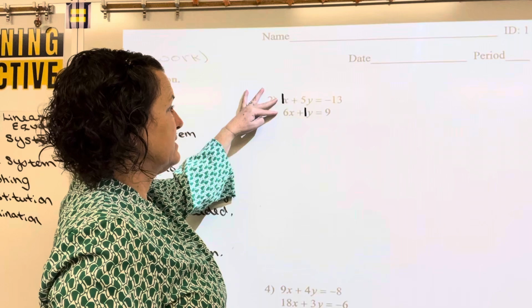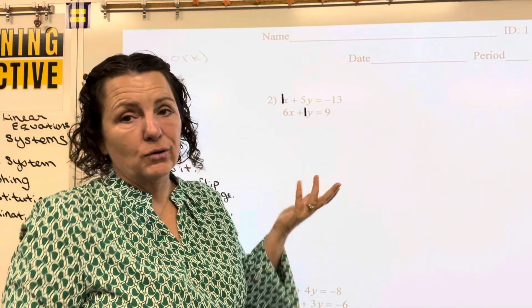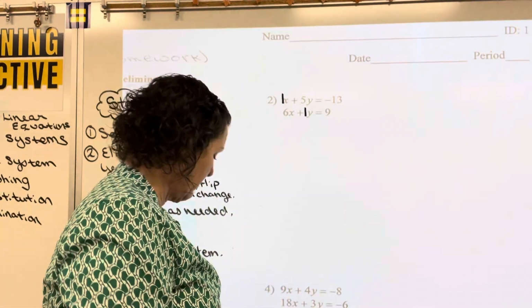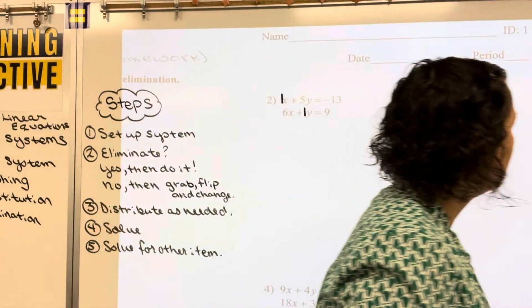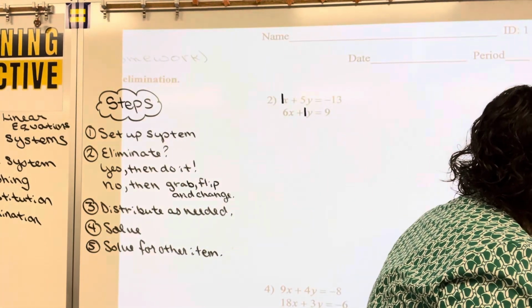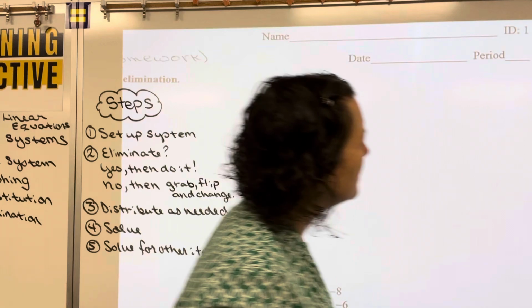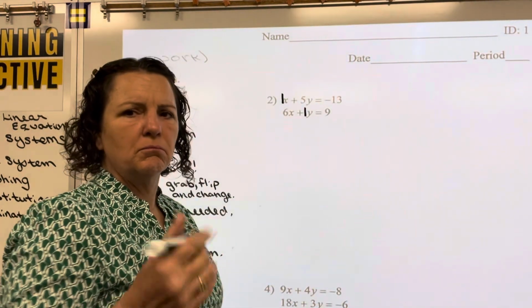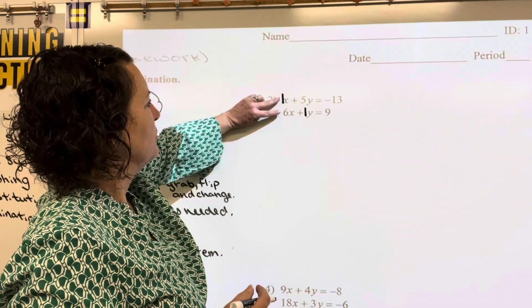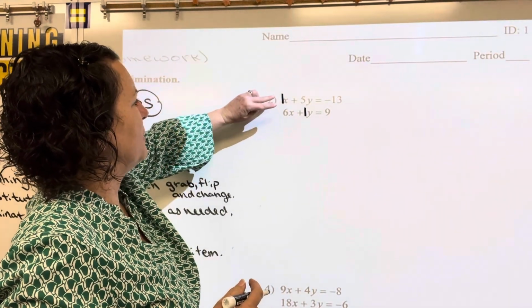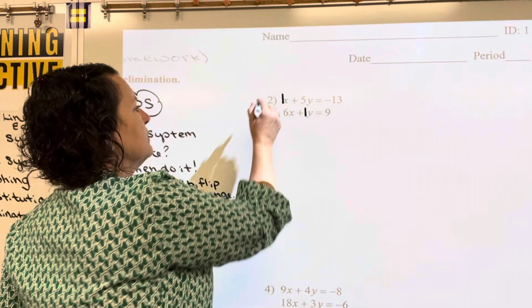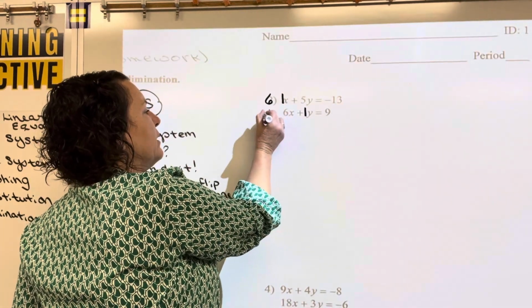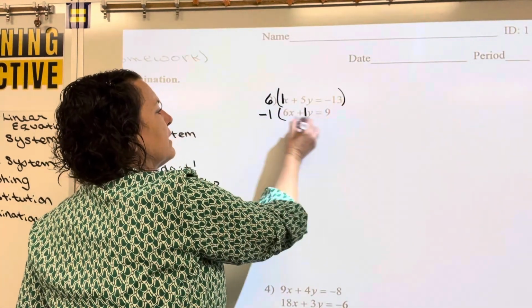You can do the 1 and the 6 or the 1 and the 5. Doesn't matter. They're both pretty small numbers. I'm going to do the 1 and the 5. What the heck? 1 and the 5 it is. Actually, we'll do the 1 and the 6. Might as well try something different. So I'm going to grab it, flip it, change the sign. The 6 will go here, the 1 will go here, and I'm going to make the 1 a negative.